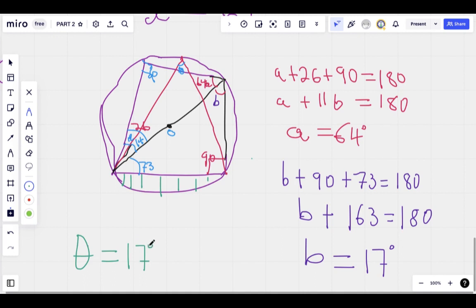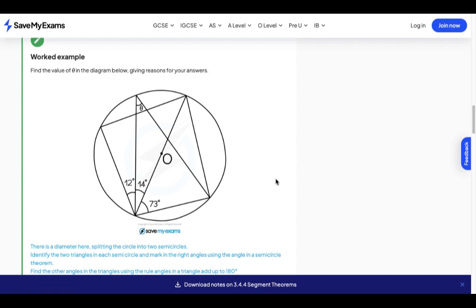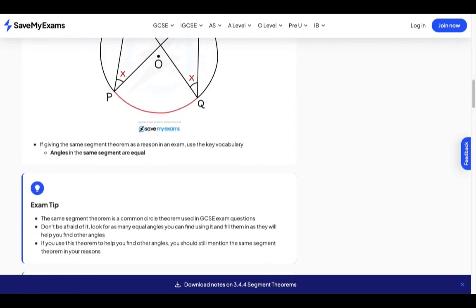Yeah, I understood the first part. Like why, how, like I know it's the same. Okay, I take you to the segment theory. Let's go back a little bit to the segment theory.